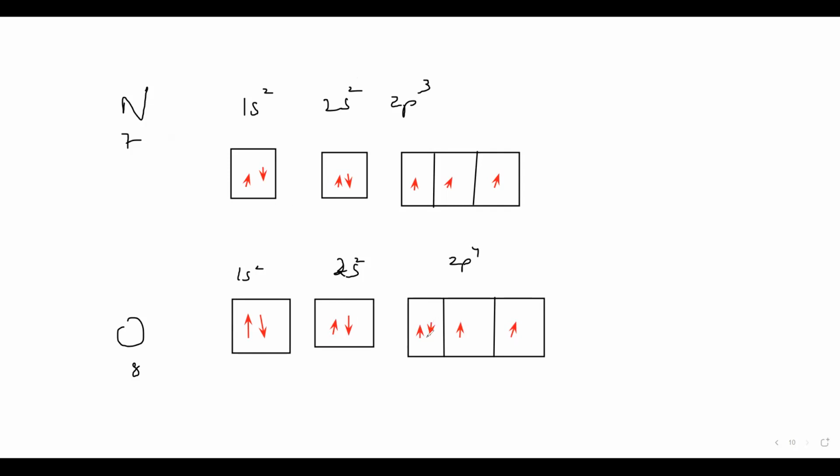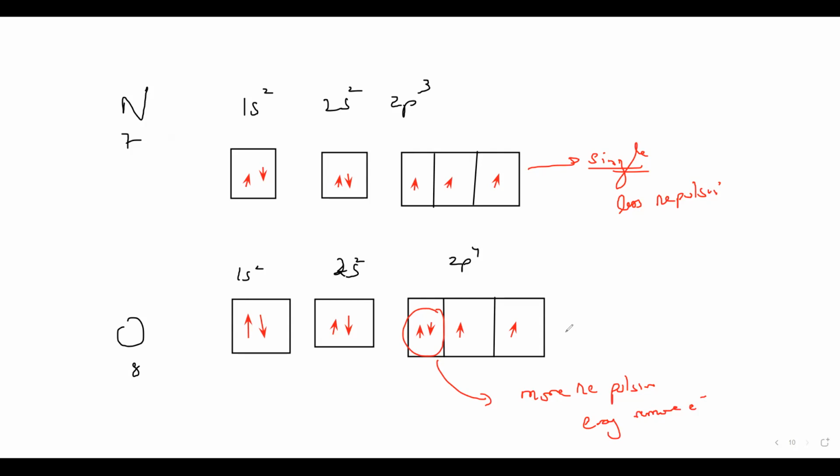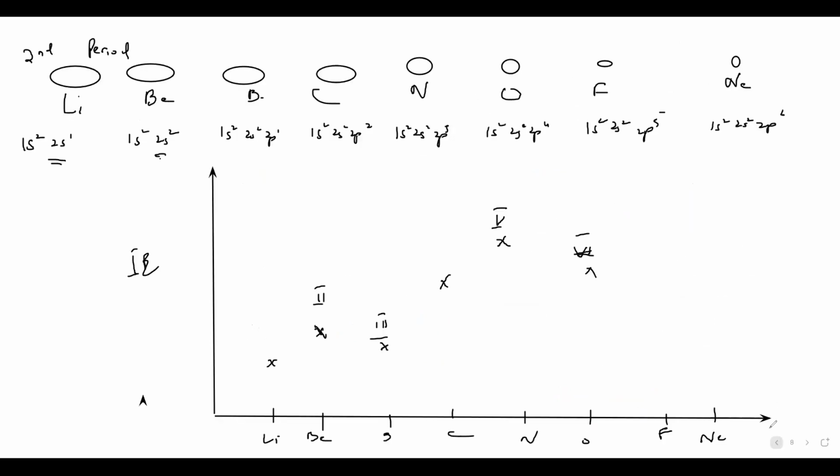So you can see in the orbital there is a pair of electrons. They will have more repulsion. But in the case of nitrogen, all are single, so they will have less repulsion. If there is a pair of electrons, they have more repulsion, so it will be easy to remove an electron. That's why oxygen will need less energy compared to nitrogen. So group 6 compared to group 5 will have a lower first ionization energy.